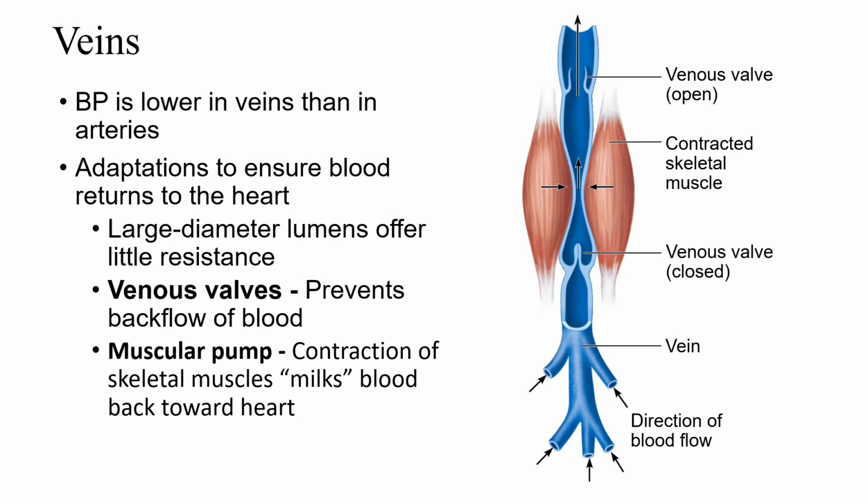So as mentioned before, the blood pressure is lower in the veins by necessity, and that just makes sure that it gets pushed back to the heart. So the large diameter lumen is not constricting it, there's little resistance, and you actually need these venous valves to sort of prevent backflow of the blood itself. Remember, backflow is never good, you end up having to pump it twice. And so there's this idea of a muscular pump that the skeletal muscle and that staying active actually helps to milk blood back to the heart.